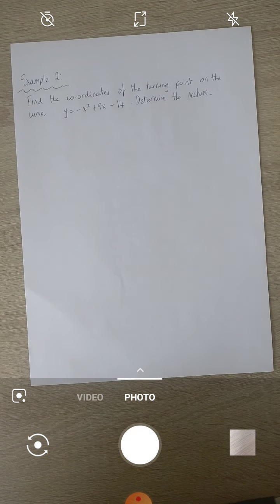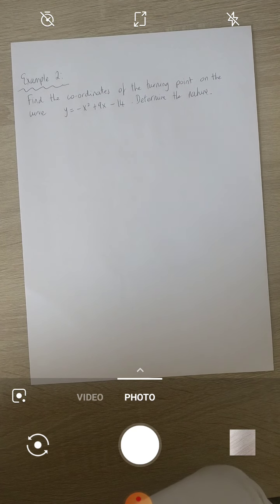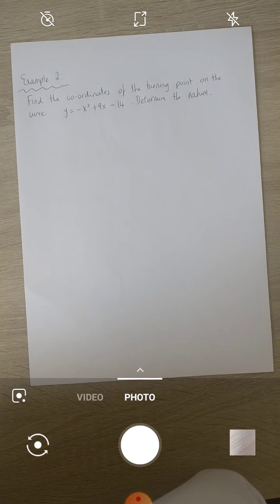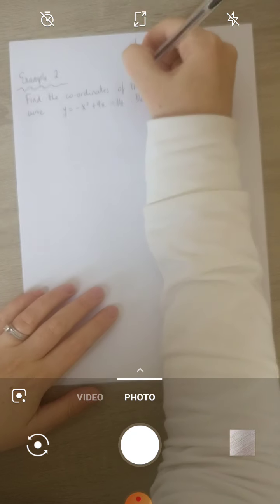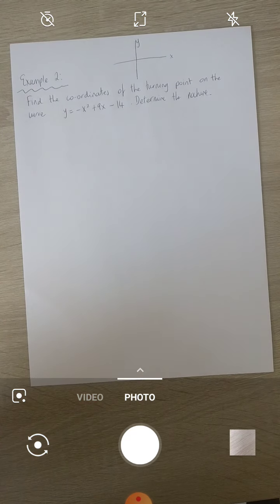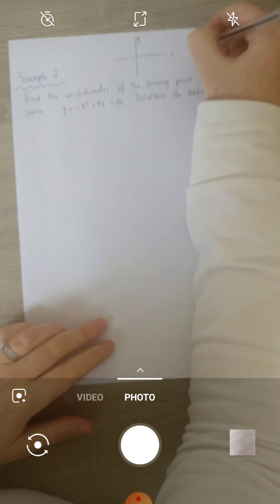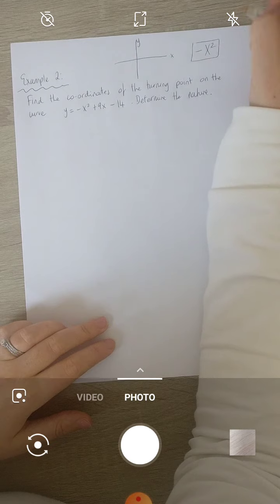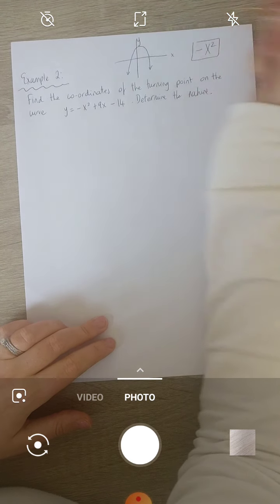Okay, I'm going to do one more of those. Find the coordinates of the turning point of the curve y equals minus x squared plus 9x minus 14 and determine the nature. Now I'm going to think about this curve again. If we think of our quadratic functions that we did in a previous video, what we have here is a negative x squared, and a negative x squared graph is always an n-shaped graph.